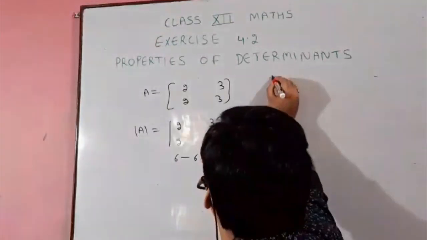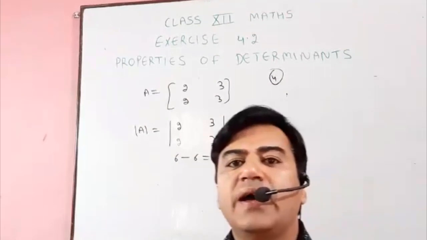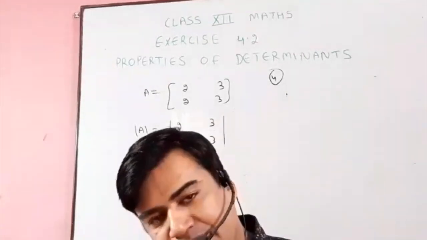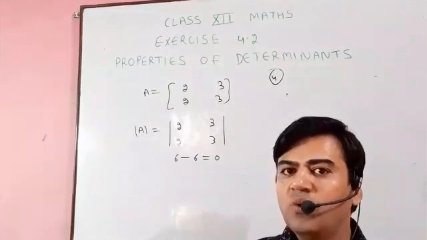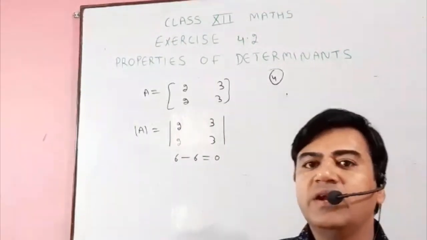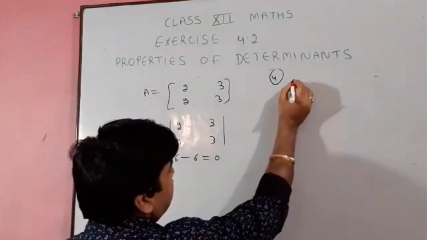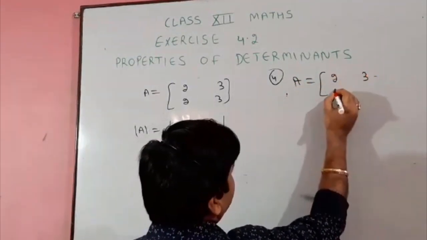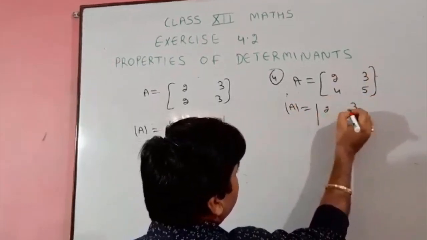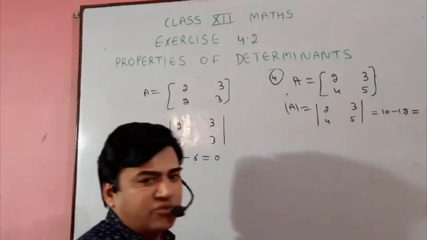The property number 4. Fourth property according to our book is if we multiply any row or column of a determinant by any constant, say k, then the value of the determinant is multiplied by that constant, that is k. For example, this is matrix A, say 2, 3 and 4 and 5. Here determinant A is equal to |2 3; 4 5|, which is equal to 2 5s are 10, minus 4 3s are 12, which is equal to minus 2.